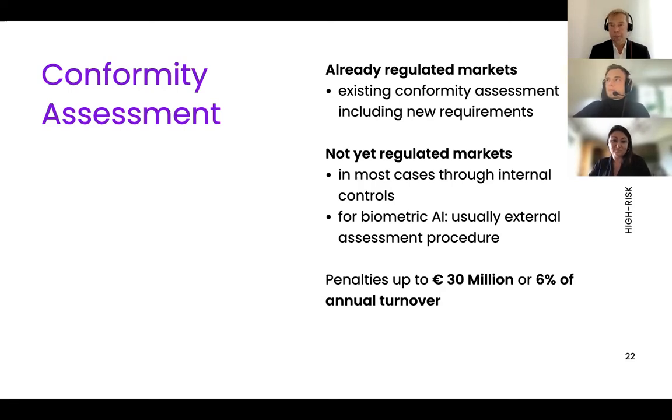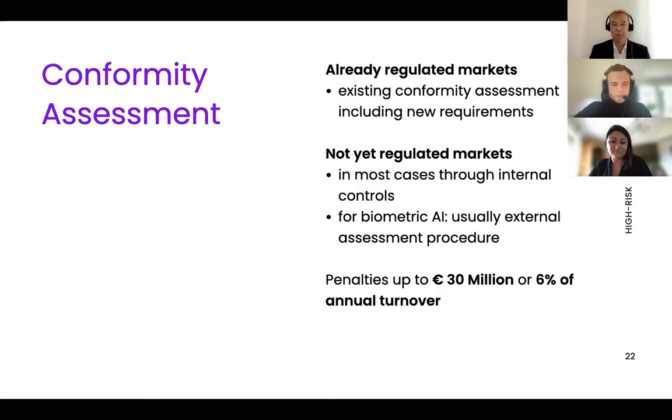For these products, and these are the ones that I listed before in the 8 different application domains, in most cases conformity assessment is done through internal controls. That means without the involvement of an external third party, such as a notified body. There's only one exception, and that's biometric AIs. There's also a finer distinction on the level of biometric AIs, which is not that relevant now. But in most cases, biometric AIs have to undergo an external assessment procedure.